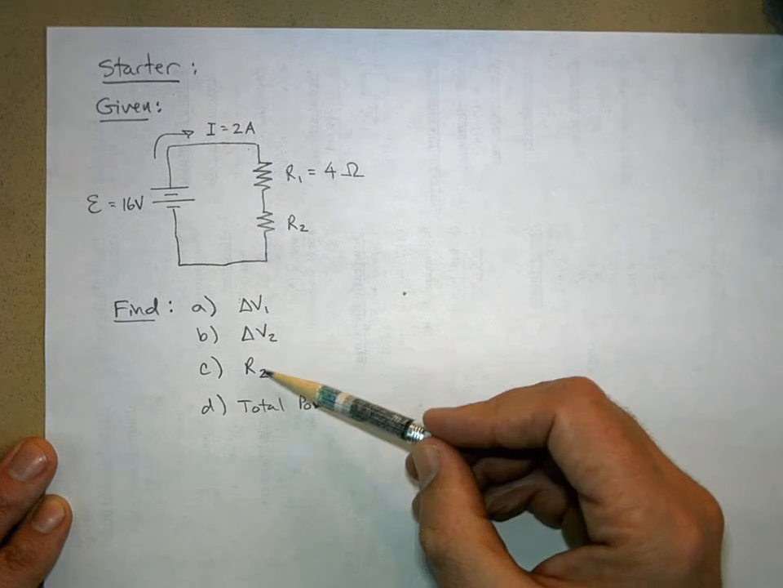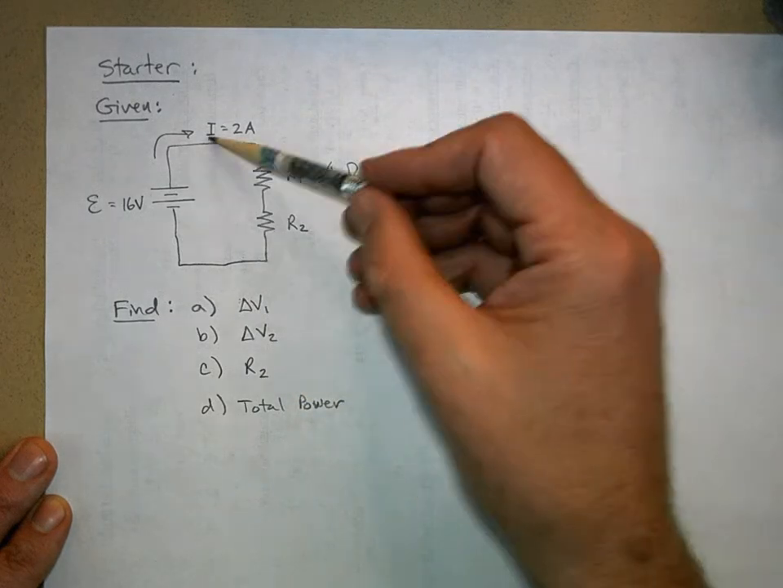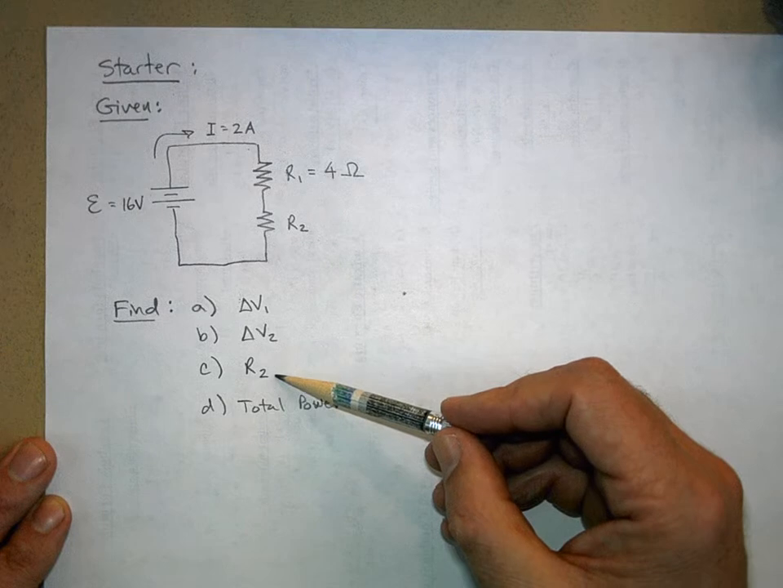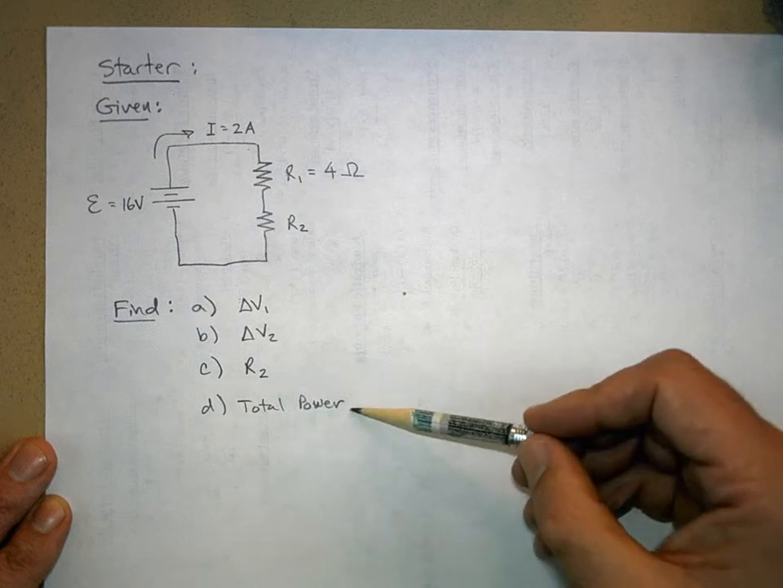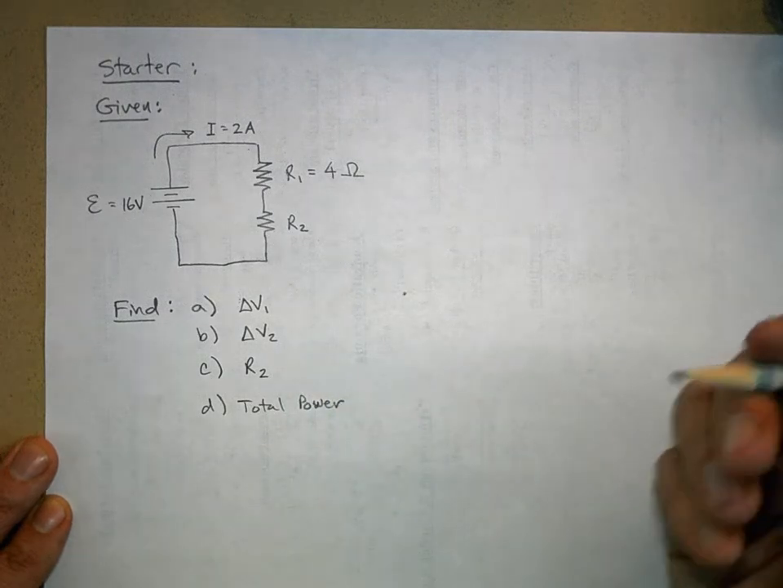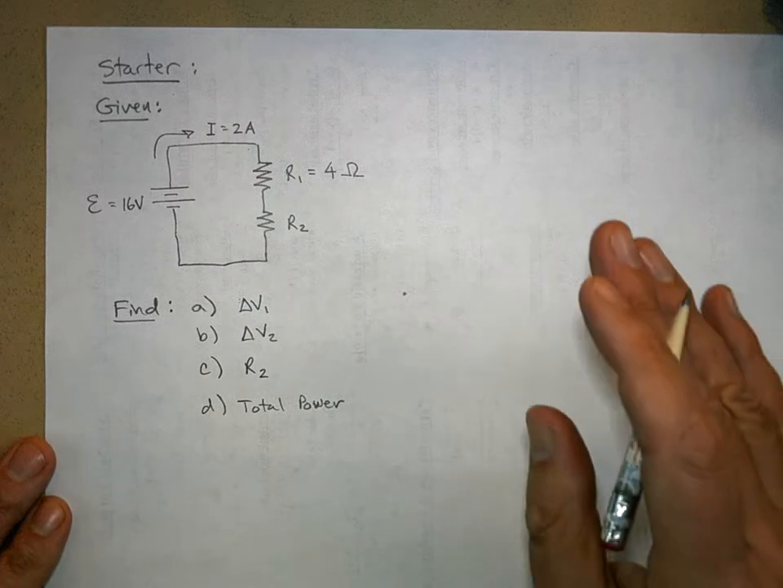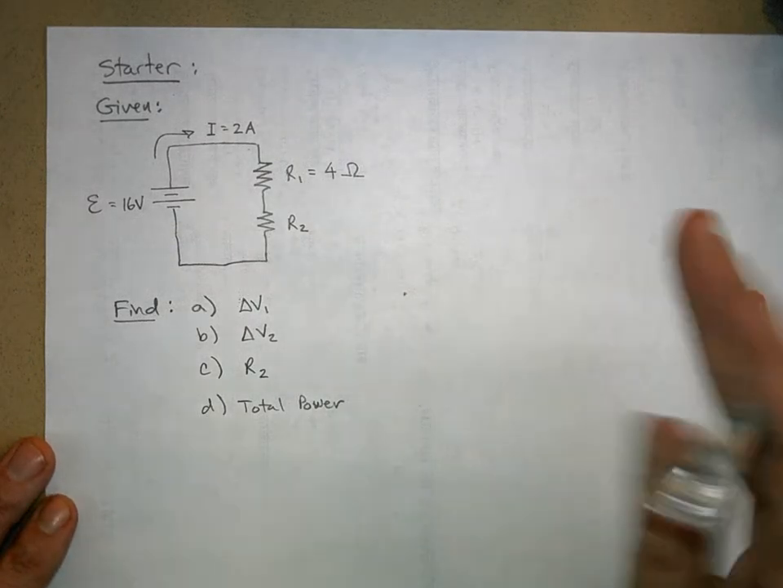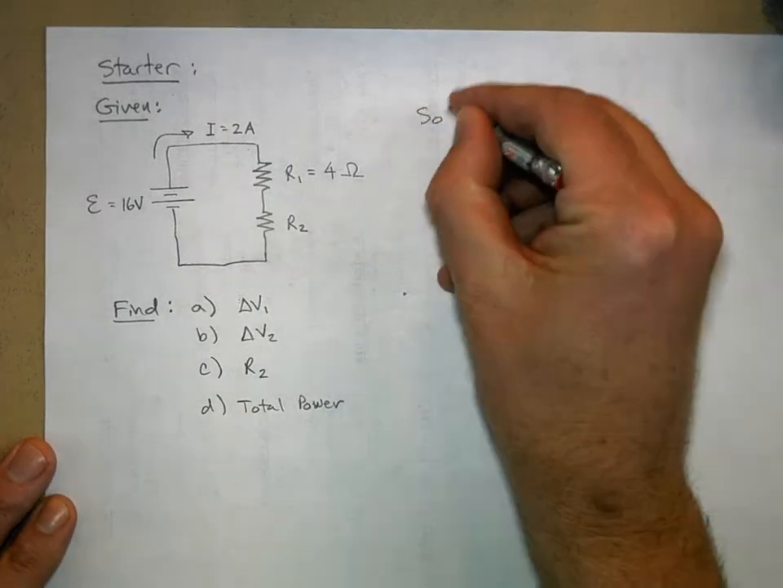And then if we know delta V and we know that 2 amps is flowing through it, we can figure out the resistance of that resistor. And then let's calculate the total power. And then I'm going to show you something else that I didn't ask you to do, but so let's solve it.